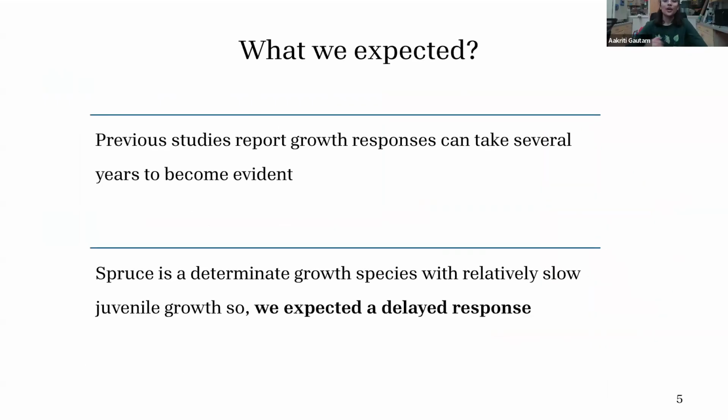So initially, since white spruce is a determinate growth species, where growth for the next year is predetermined by the bud formed in the previous year, and also since it has relatively slow juvenile growth compared to aspen, we expected a delayed response. And on top of that, previous studies on thinning and competition control had also shown similar results. So we were expecting that its growth responses could take several years to become evident.